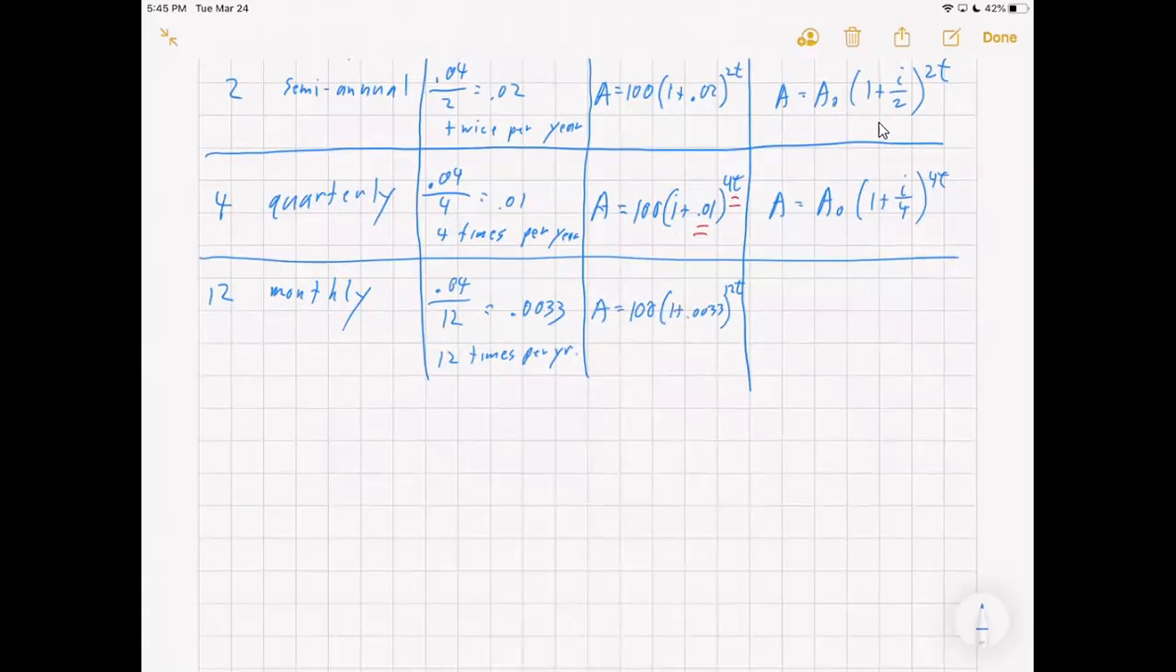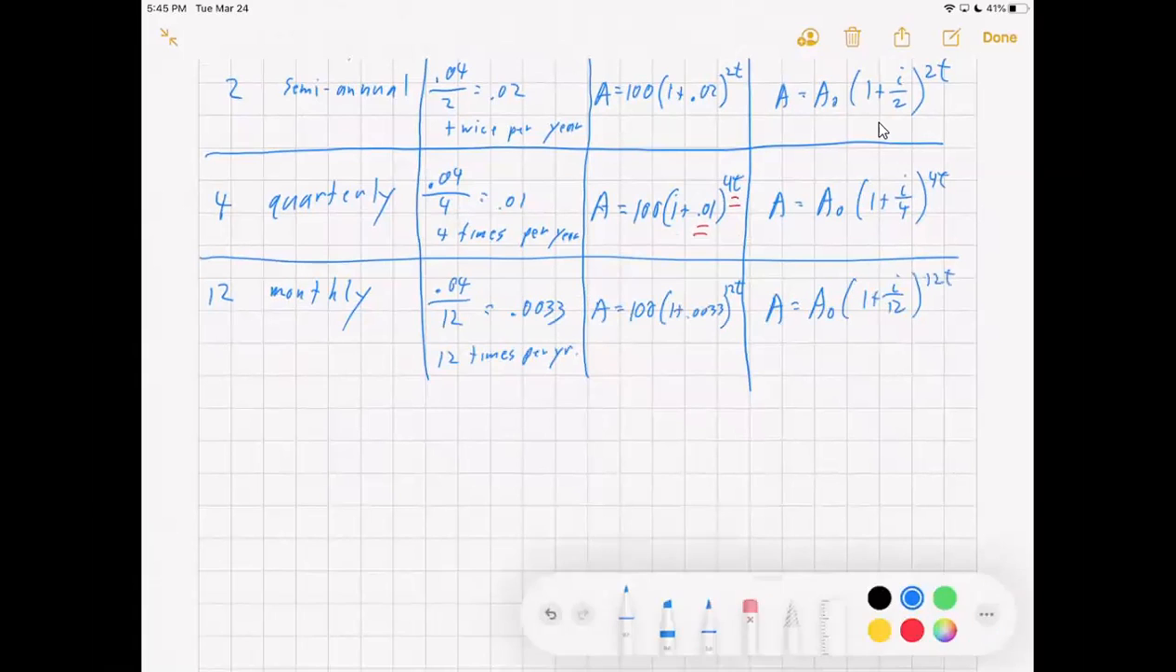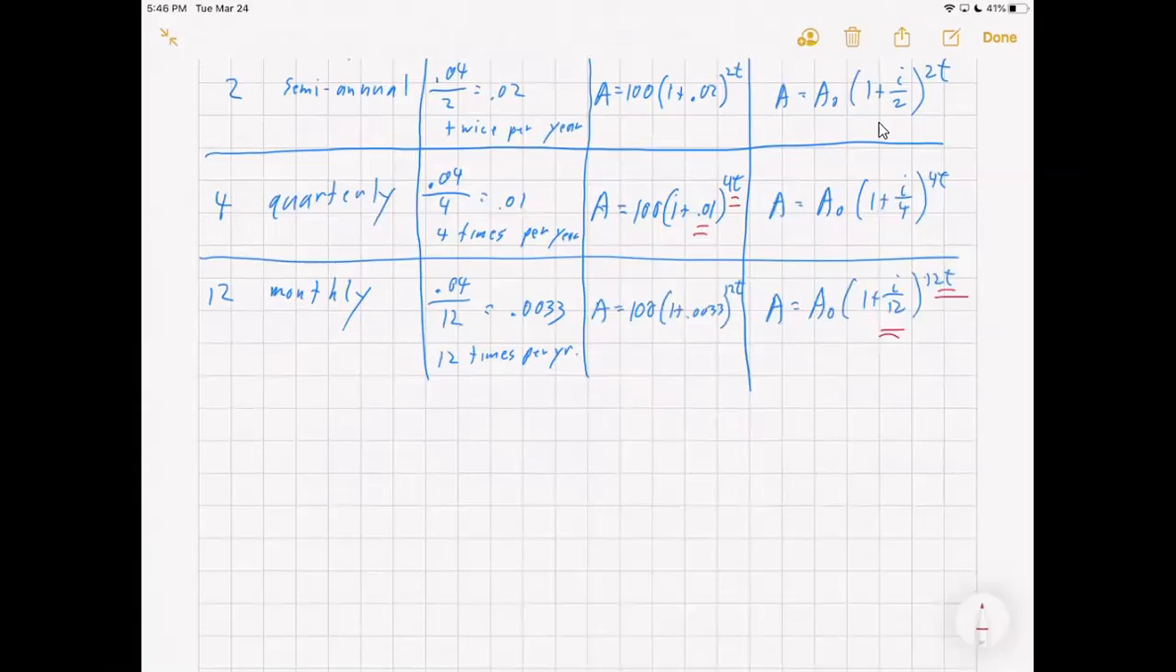And we could keep on going, and this will be A equals A naught times 1 plus i over 12 to the 12t. Once again, we're giving 1/12 of the interest that it states as the annual rate, but we're doing it 12 times per year. And this will in fact turn out to be a little bit bigger than what we would have gotten if we just got the annual rate.